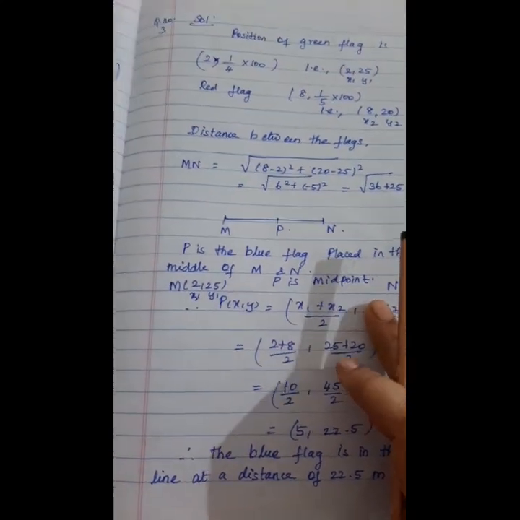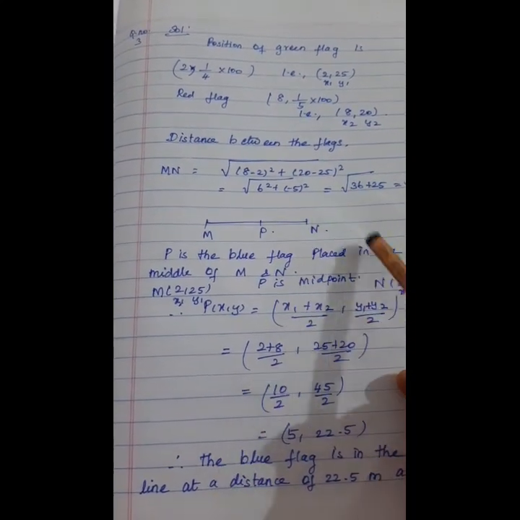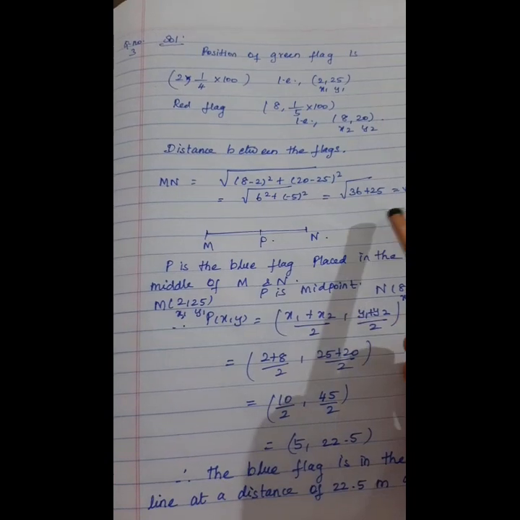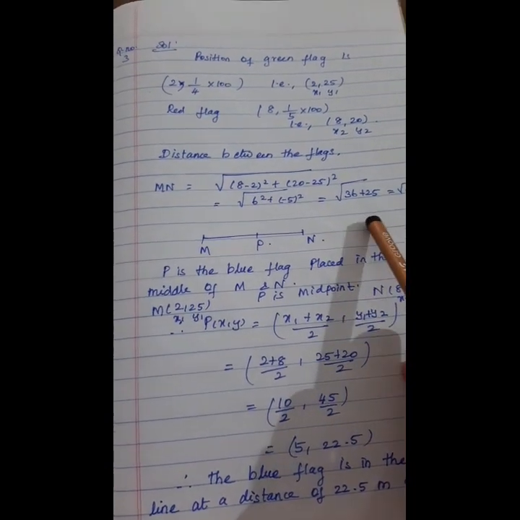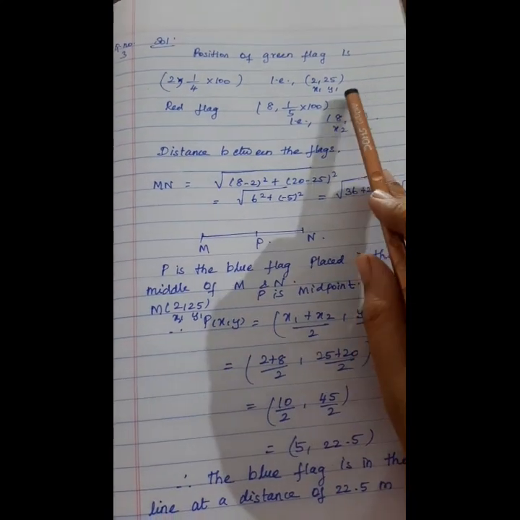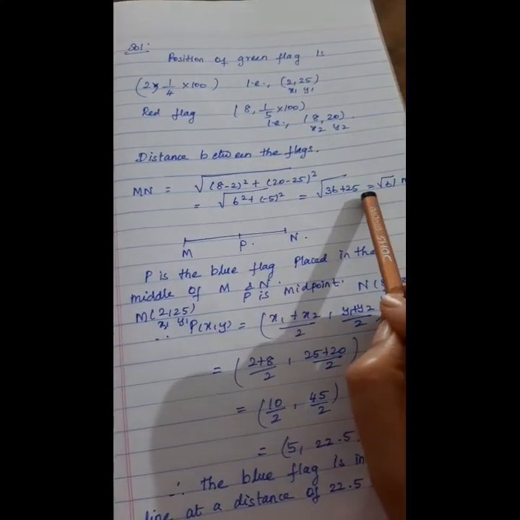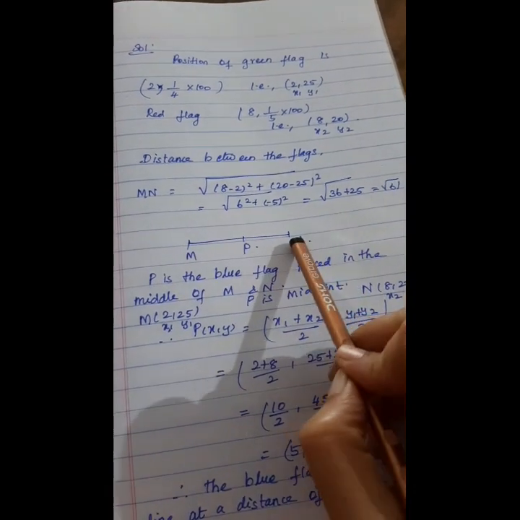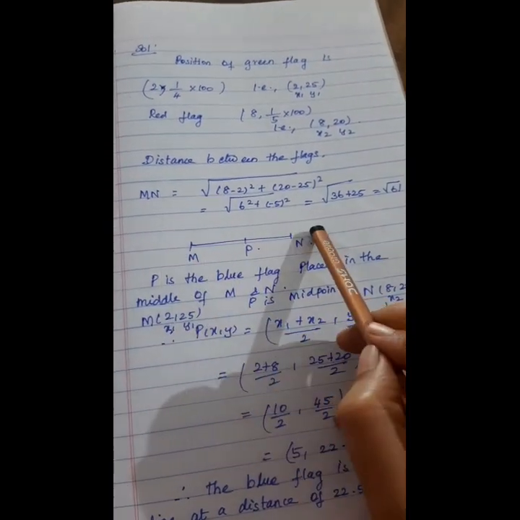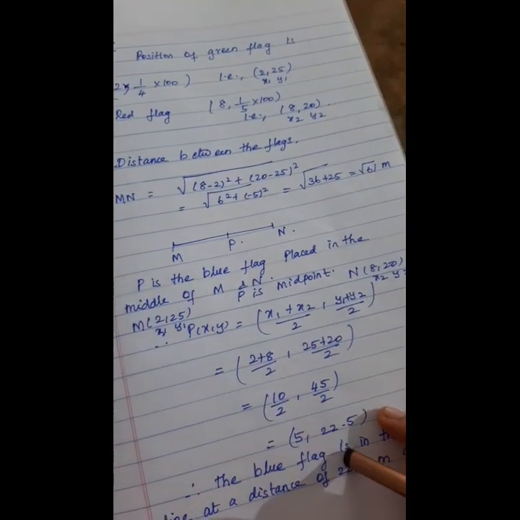What we have learned in the third question, children, is that we used both the distance formula as well as the section formula. A rectangular school ground is given, the positions of two flags were given, we found the coordinates of the two flags, then we found the distance between the two flags, and then we found the midpoint of these two flags to help the third child post the blue flag.